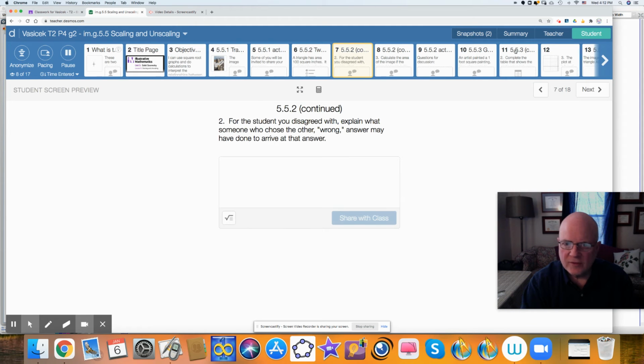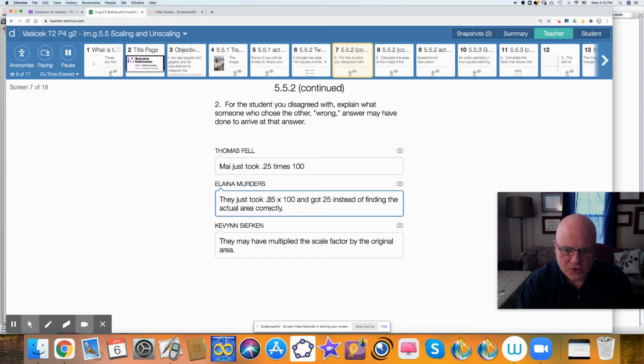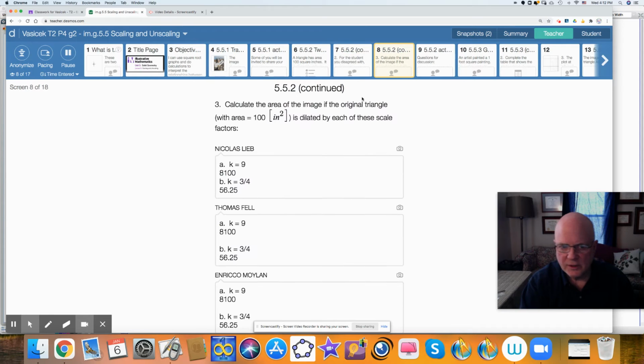Now, here we have this next question. You had to explain to the person why they were wrong. And let's see what the students said. They just took 25 times 100 instead of finding the area correctly. Well, you needed to do it squared. That's what we needed to do.